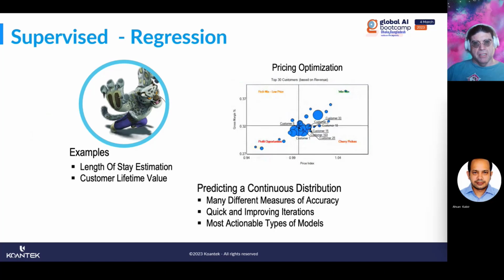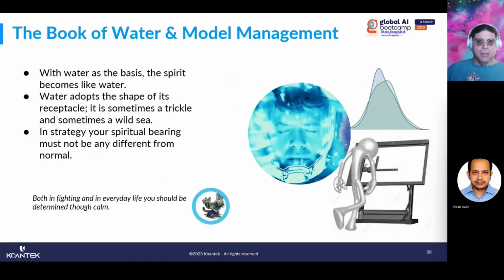I think that's originally credited as an Indian statement for how to approach war. So when we look at the concepts that are talked about in the Book of Water, it's very much about reacting to what's happening in the battlefield. And I think that maps very well to the model management aspect.